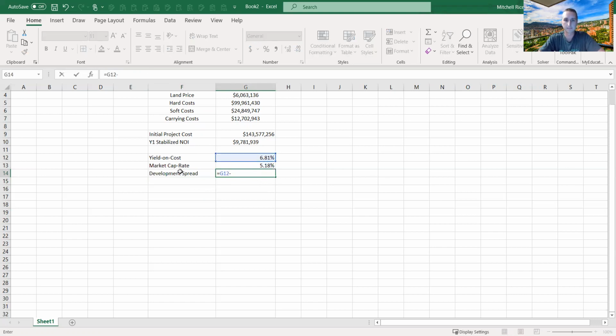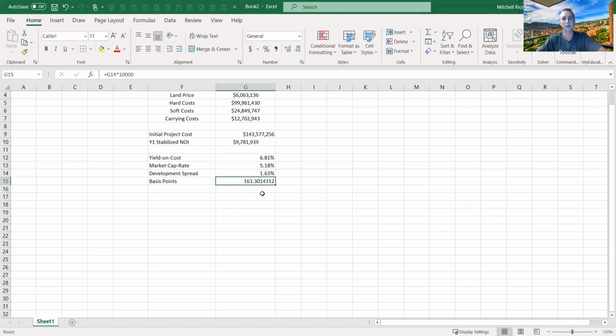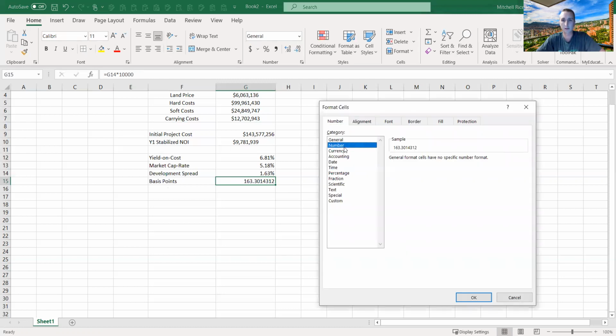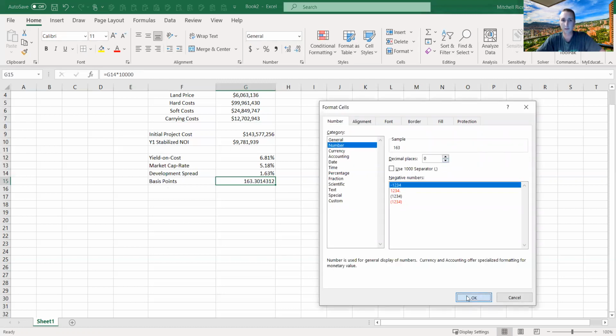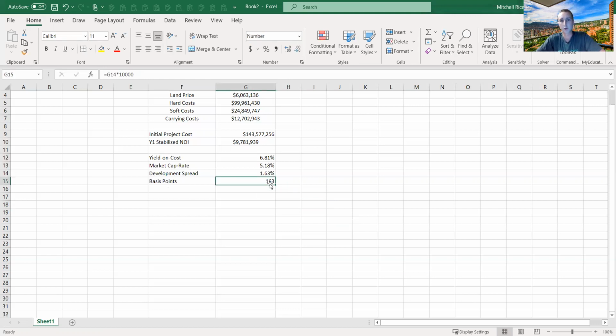So, like you saw earlier, the development spread is just the difference of these two numbers. But people don't really call it 1.63%. It's typically expressed in what's called basis points. To find basis points, you just take that percentage and multiply it by 10,000, because there are 100 basis points in 1%. So 1.63% is just 163 basis points. Let's format this a little bit, get rid of both these decimal places. Cool. So that's your developer spread, 163 points.